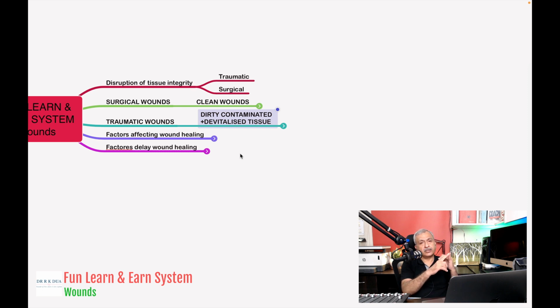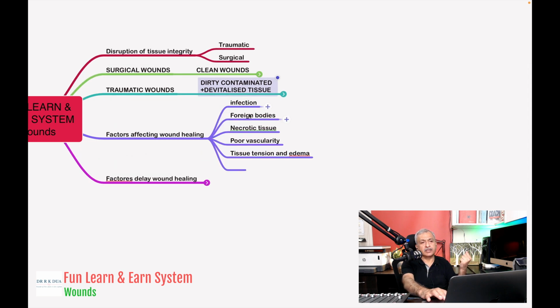We can increase the blood supply, we can increase the nutrition to the tissue, we can remove the dead tissue, we can remove the foreign body, we can also control the blood sugar. If other systemic disease is there, we have to control that also. If the patient is taking chemotherapy, antibiotics, or steroids that are hindering the wound, we have to stop all those things. So what are the various factors which affect wound healing? Infection, foreign body, necrotic tissue, poor vascularity, tissue tension and edema.